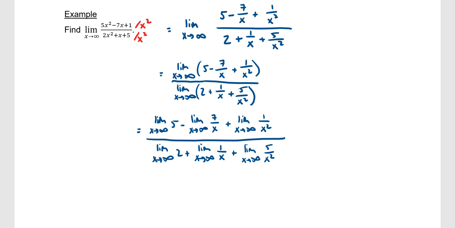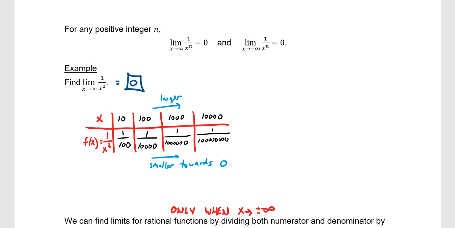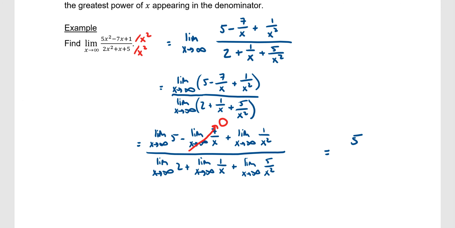So we know that the limit as x approaches infinity of 5 is just 5, right? It's a constant. We also know, based on what we just saw a second ago, the limit as x approaches infinity of a number over x is 0. So that's going to be this rule right up here. Same rule right up here that we just did a second ago. That is 0.